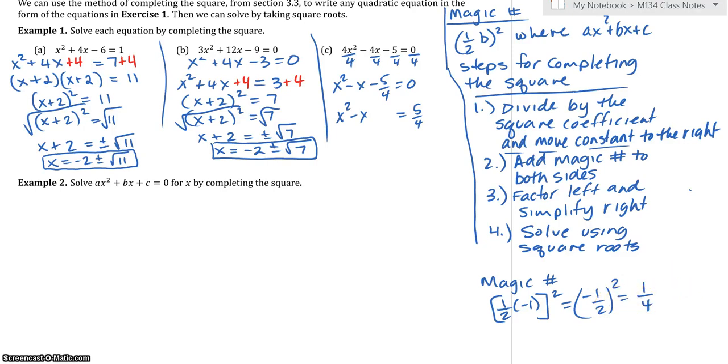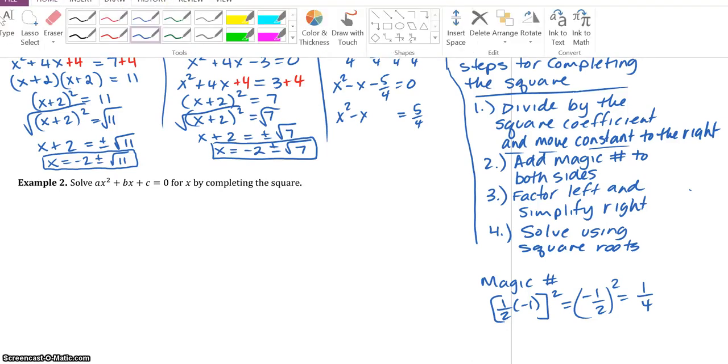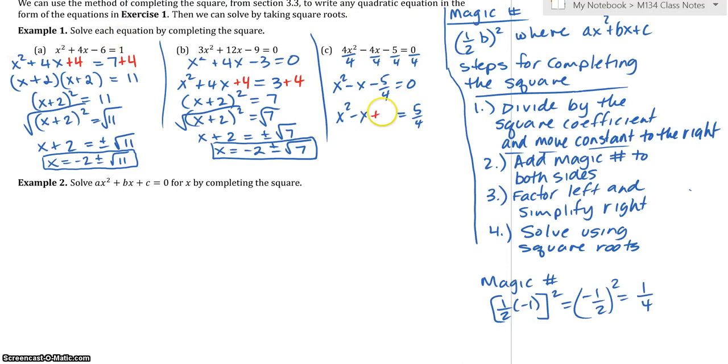I realize it's a fraction, but do not fear. It's all going to work. So I'm going to add, I'll do it in red again, a 1/2 to both sides. Let's do that in red. Where's the red? There it is. Oh, I'm sorry, 1/4.